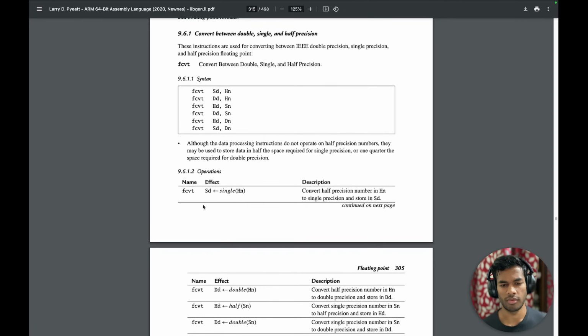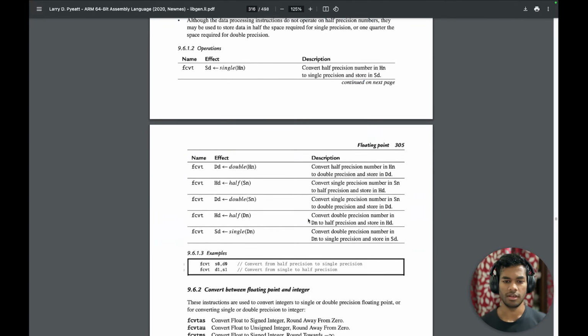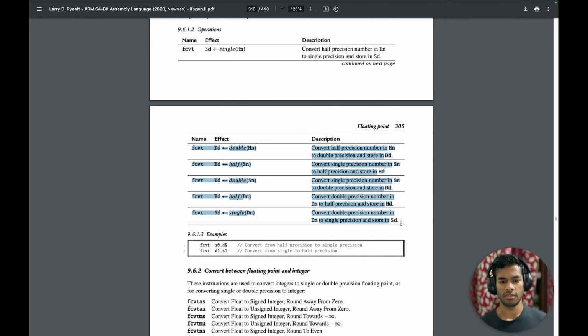Convert floating point: convert single to half is converted to single and then stored here. Convert half precision number in H N to single precision and store in S T. And the same for these. Convert from this format to the one on the right and store there.